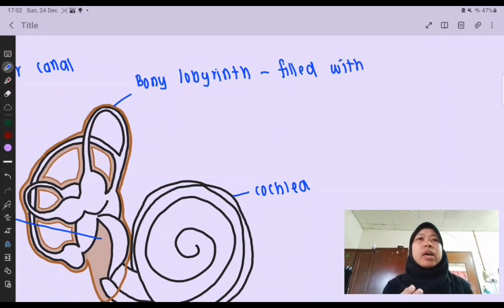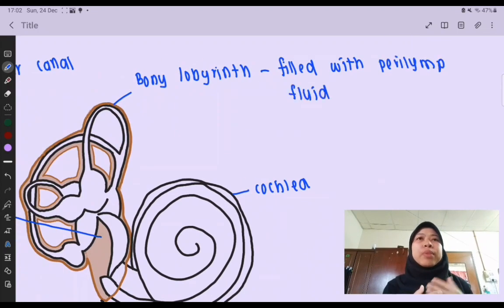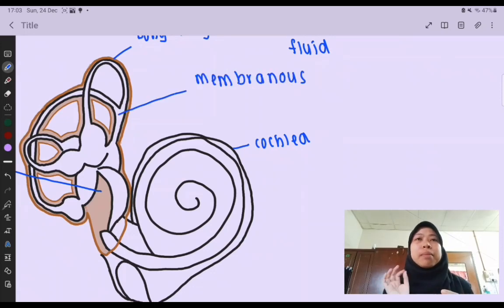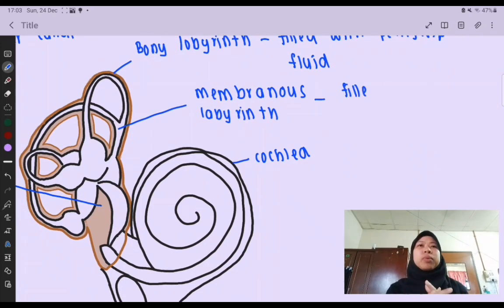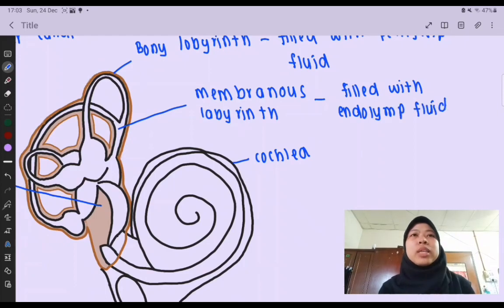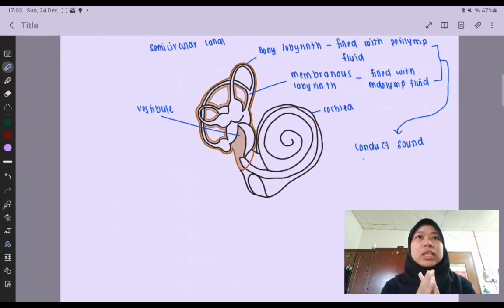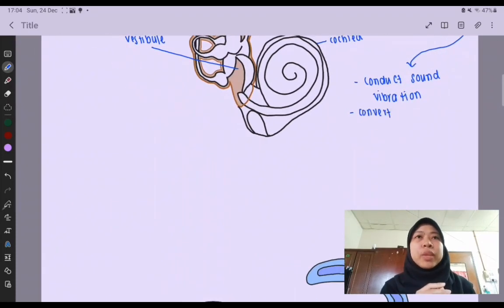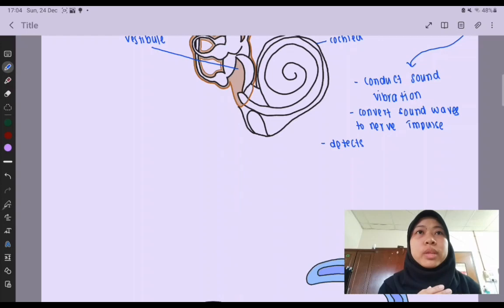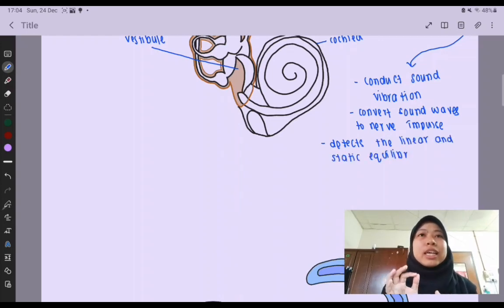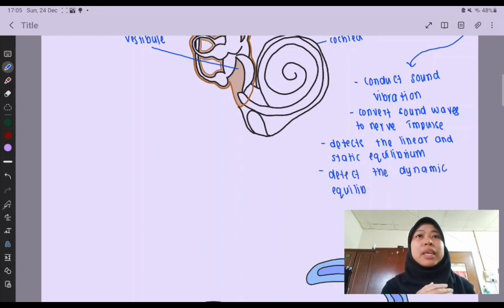The bony labyrinth is filled with perilymph fluid. This is the membranous labyrinth. The membranous labyrinth is filled with endolymph fluid. The function of these fluids is to conduct sound vibration, convert sound waves to nerve impulses, and detect linear and static equilibrium. Also, the function is to detect dynamic equilibrium.